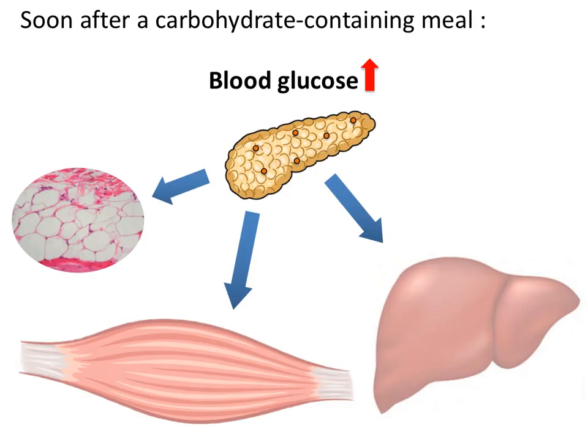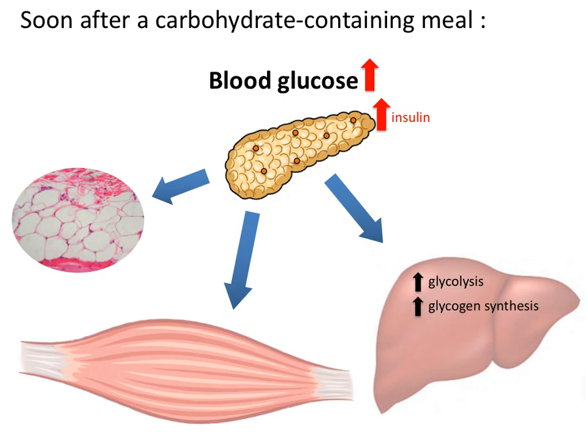Now we'll review what's happening in several important metabolic tissues during the feed fasting cycle. So after a carbohydrate-containing meal, blood glucose initially rises, causing an increase in insulin signaling from pancreatic beta cells. The high levels of glucose in the portal blood cause the liver to take up lots of glucose and utilize much of it for glycolysis to meet its own energy demands.